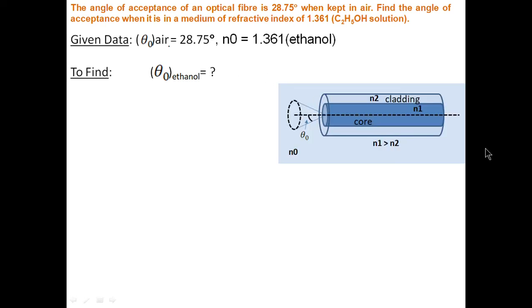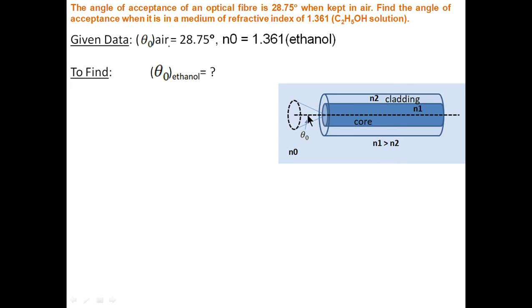So first have the proper sketch. N0 is the medium. It can be air, a liquid, or any kind of medium. You have the optical fiber again. N1 is the refractive index of the core. N2 is the cladding refractive index. N1 is greater than N2. Theta naught is the acceptance angle.